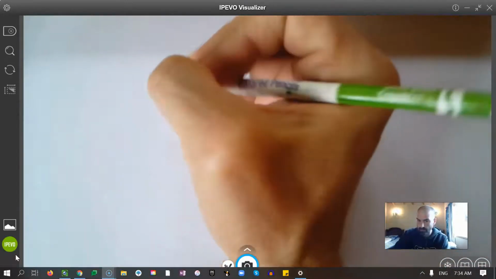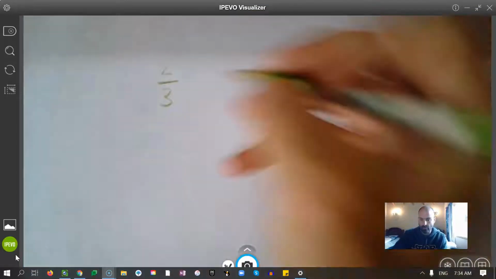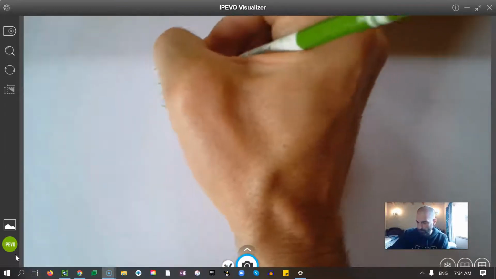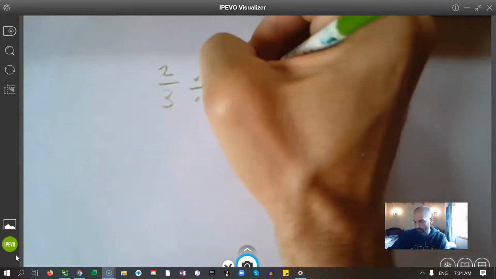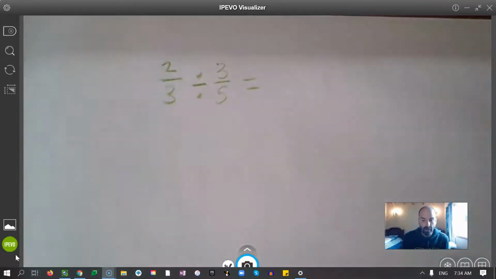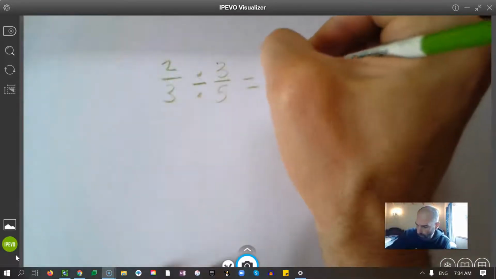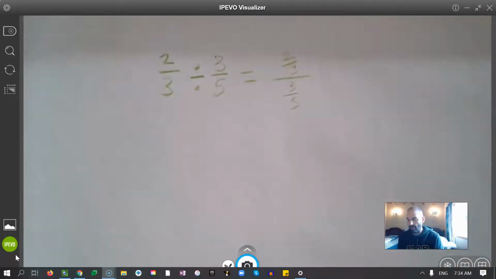Let's see if this stuff shows up. Is that showing up? So we have 2/3, and how many 3/5 are in that? So that's dividing by 3/5. If we just went ahead and divided, what that would look like is 2/3 over 3/5.